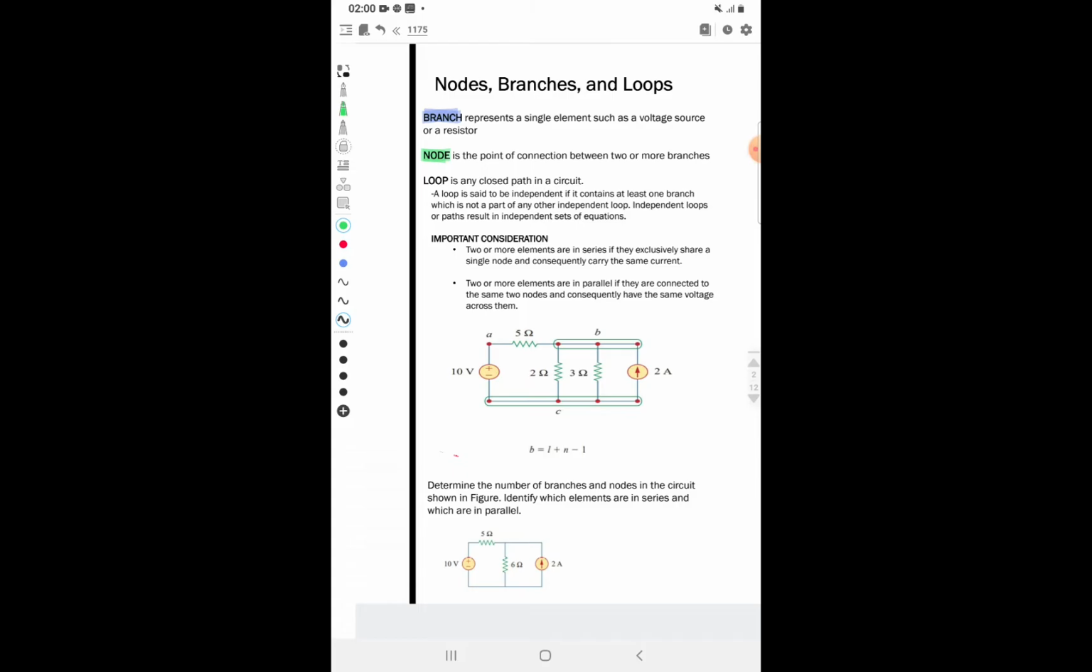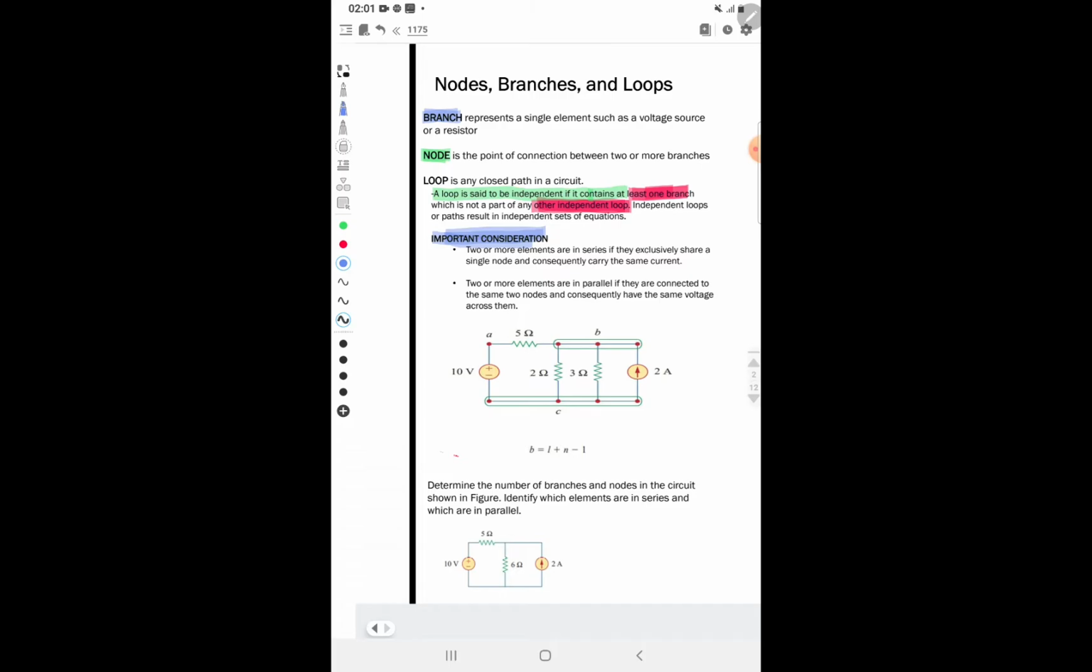So a loop is said to be independent if it contains at least one branch which is not part of any other independent loop. Lastly, independent loops or paths result in independent sets of equations, meaning there is another set of equations from one loop to another. So, this is an important consideration.